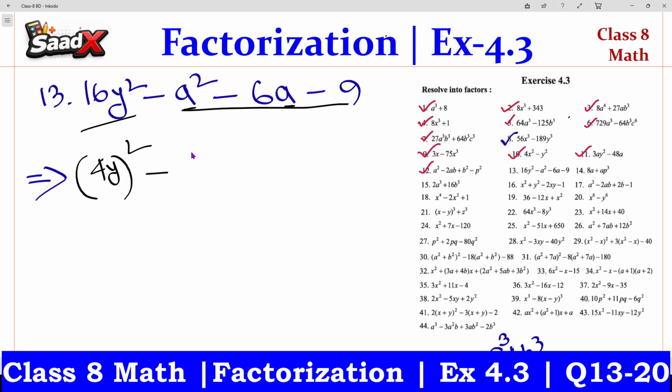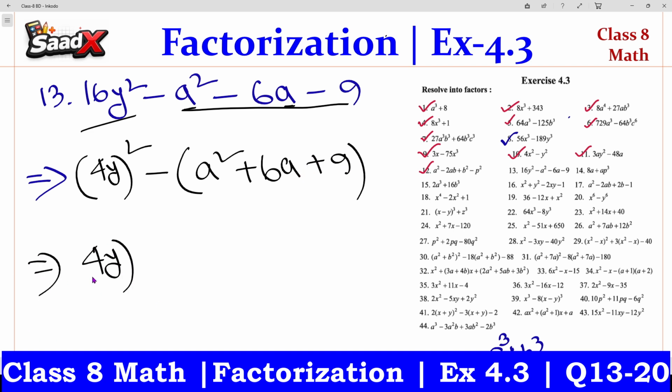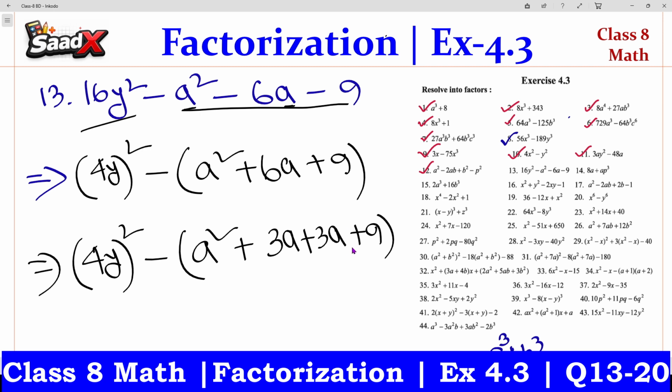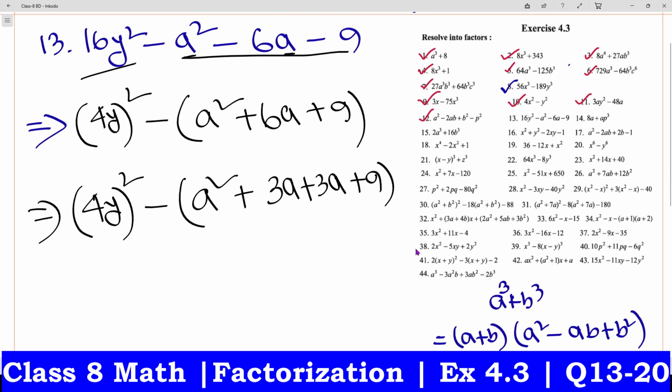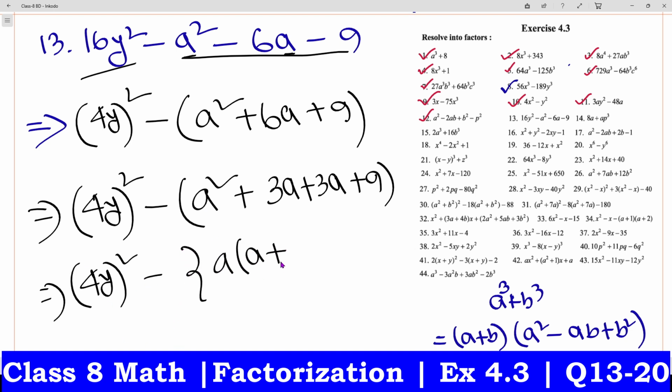How? First we take a minus sign common. It will be a square plus 6a plus 9. Now this one is 4y square minus this 9, we can write a square plus 3a plus 3a plus 9. It means 3 times 3 is 9 and 3a plus 3a is 6a. Now here is 4y square minus, from here we can take common a, so it will be a plus 3 and plus 3, here is also a plus 3.